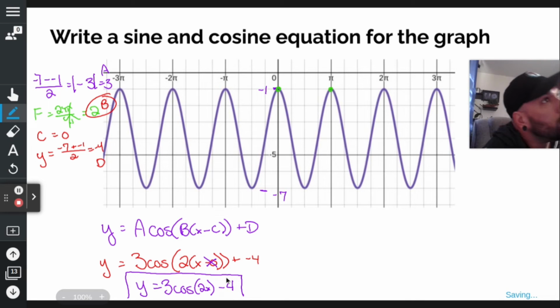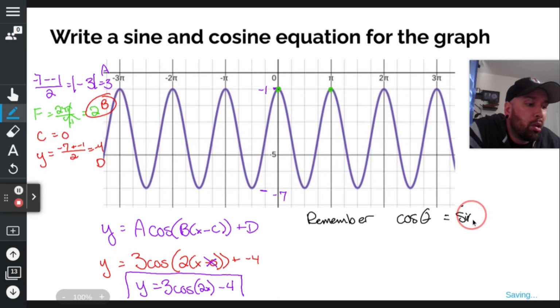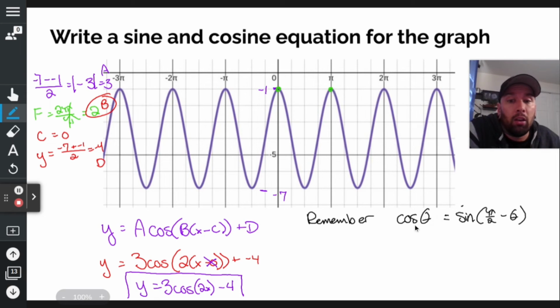Now, what I could do is follow the same process and find sine, but you probably don't need me to do that. I'm just going to remind you of a fun fact. Remember, cosine of theta is the same exact thing as sine of pi over 2 minus theta. So what that means is, if cosine of theta is sine of pi over 2 minus theta, then cosine 2x is the same thing as sine of pi over 2 minus 2x.